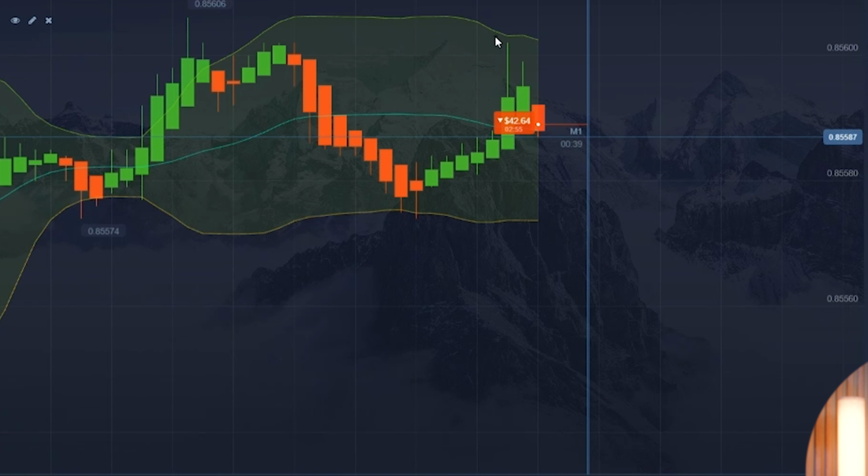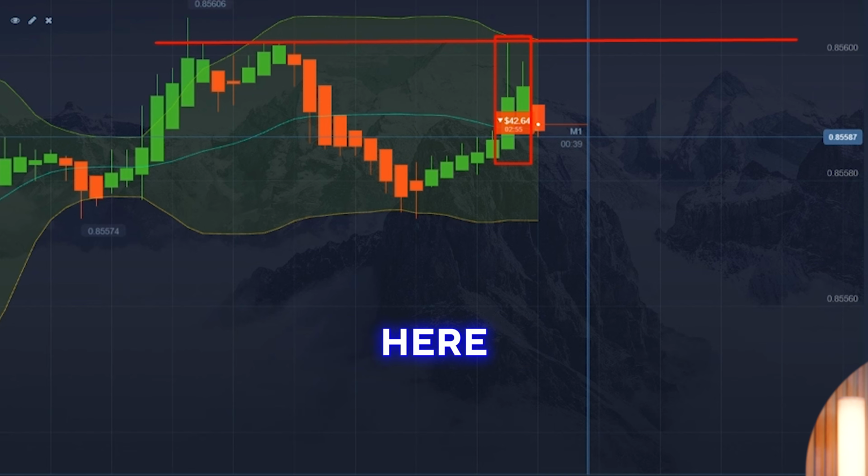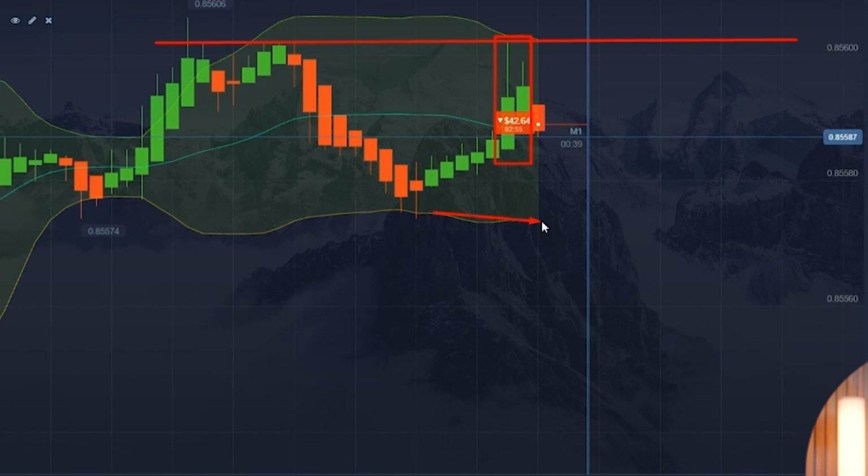Let's repeat them. The bodies of the green candles are within the Bollinger Bands channel. There was growth and the candle shadows touched the resistance level but didn't break it. The level is here. By the way, if you look at the Bollinger Bands themselves, they neither expanded nor contracted, indicating no trend and sideways movement.